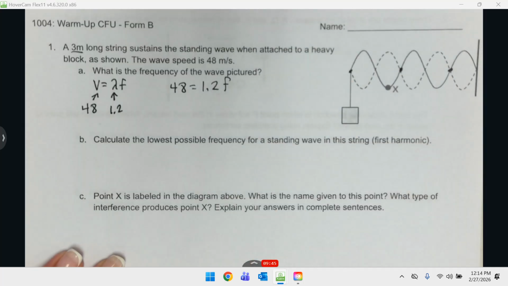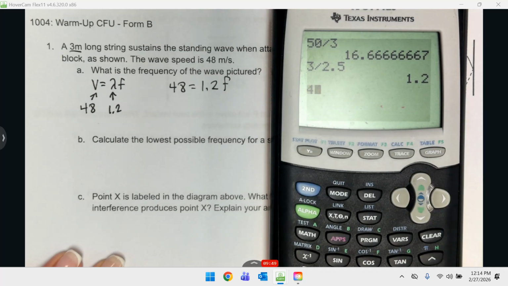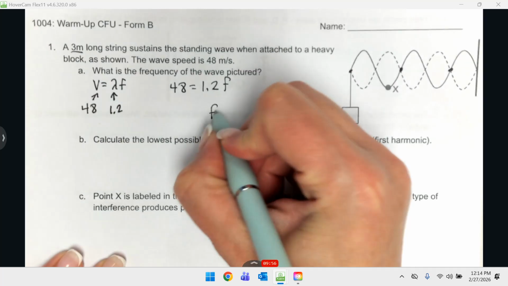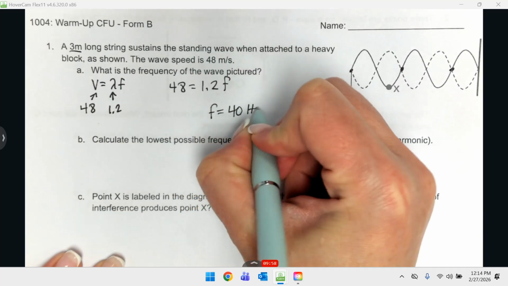We can solve for f. Again, to solve for f, we're going to divide both sides by 1.2. So we have 48 divided by 1.2, giving us 40. So the frequency of the wave pictured is 40 hertz.